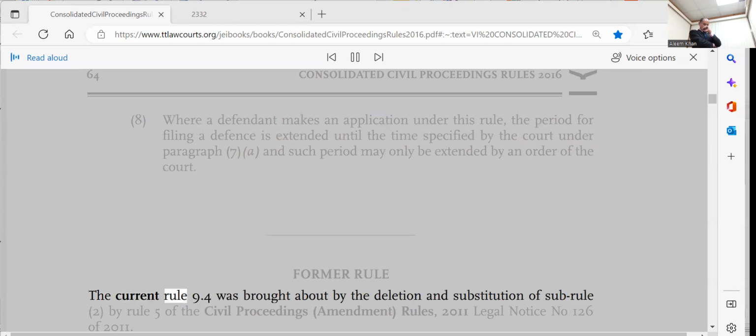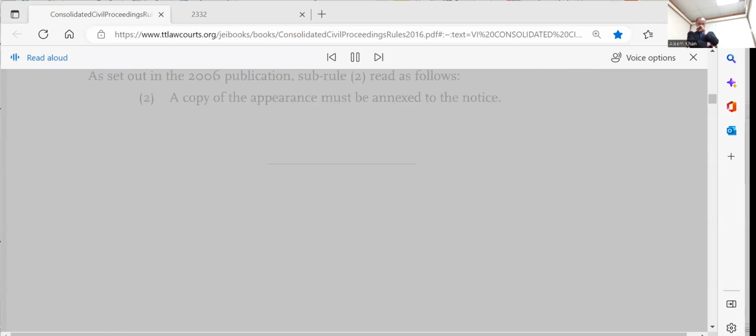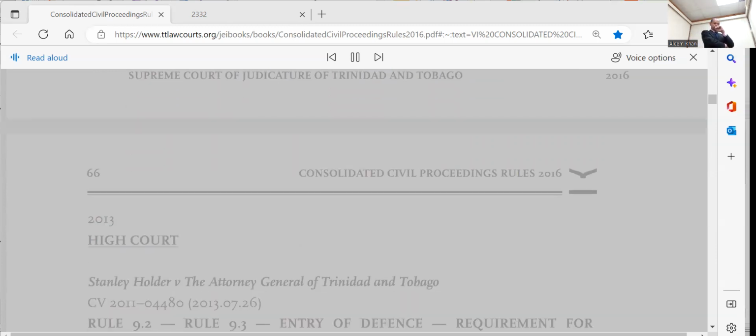Former rule. The current Rule 9.4 was brought about by the deletion and substitution of Subrule 2 by Rule 5 of the Civil Proceedings (Amendment) Rules, 2011, Legal Notice No. 126 of 2011. As set out in the 2006 publication, Subrule 2 read as follows. 2. A copy of the appearance must be annexed to the notice. Supreme Court of Judicature of Trinidad and Tobago, 2016.